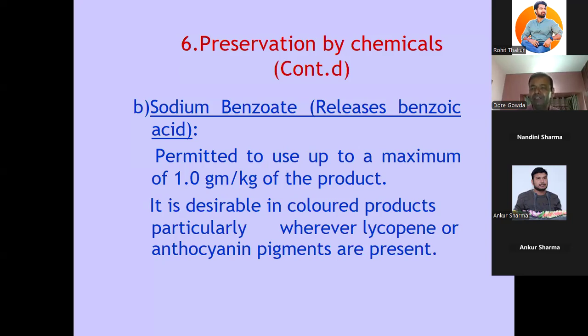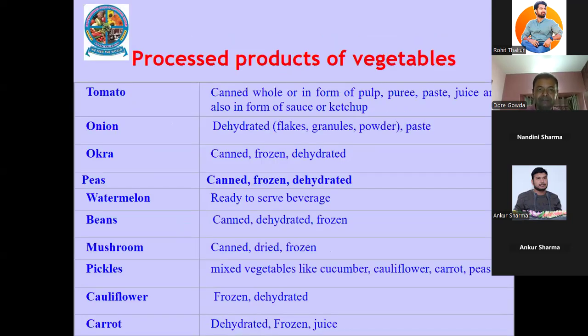But when we add sodium benzoate, it has to form benzoic acid in the product. To make benzoic acid from benzoate, there should be an acidic condition in the product. That's why when you make tomato ketchup or sauce or other tomato products, we normally add acetic acid, so that there will be a slightly acidic environment in our product. So sodium benzoate makes benzoic acid, so that it will effectively control spoilage of the product. Okay. So these are some of the commonly made processed products.